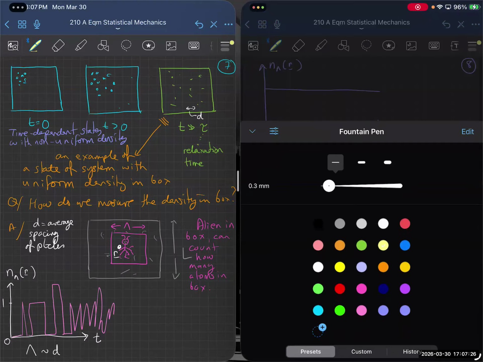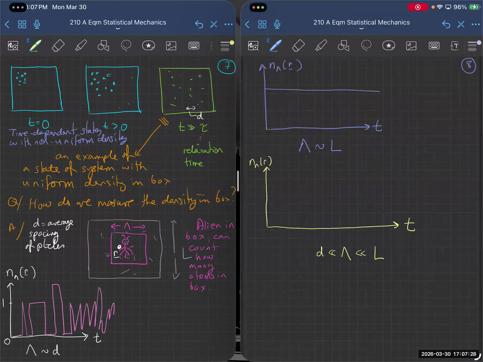So in our particular experiment, the alien is sort of roughly in the middle of the box. We started off with all the particles in the top left-hand corner. So what's going to happen is the numbers are going to go up, and then eventually all the particles will get to the middle of the box, and then you'll get something like that. Okay, and that's going to be the time dependence again. And that's something that you can manage.